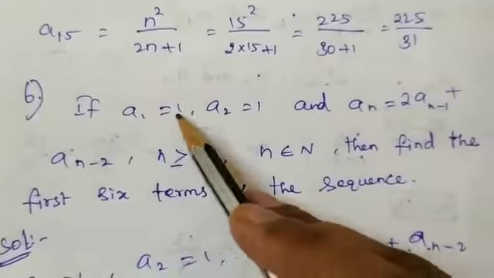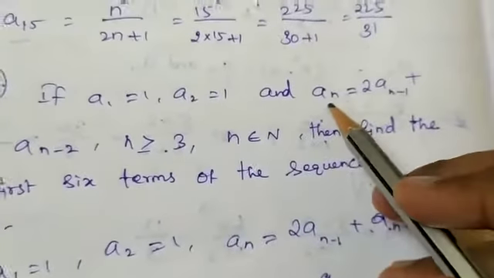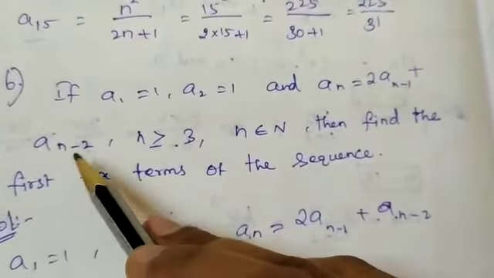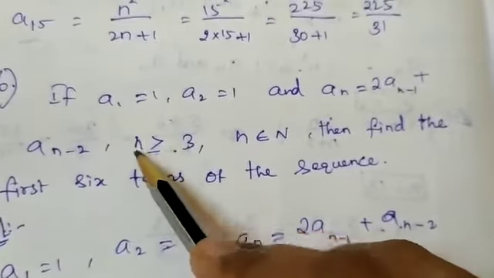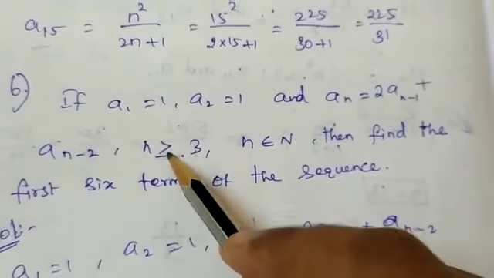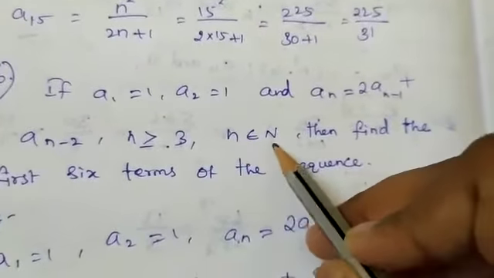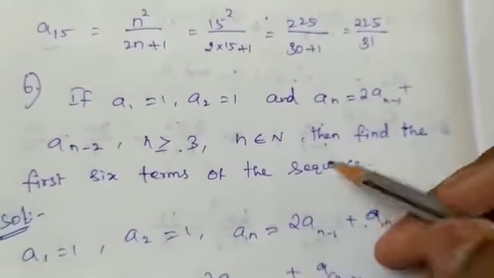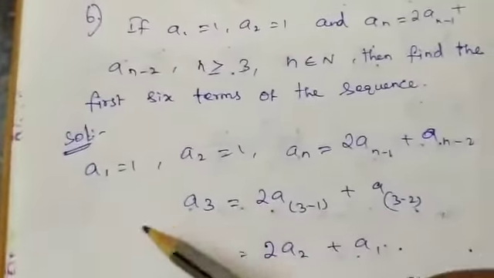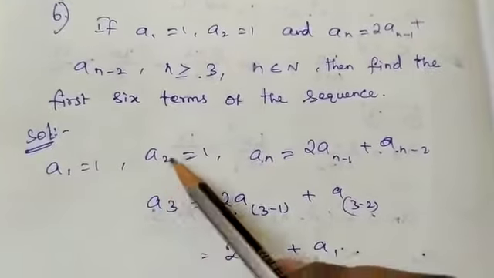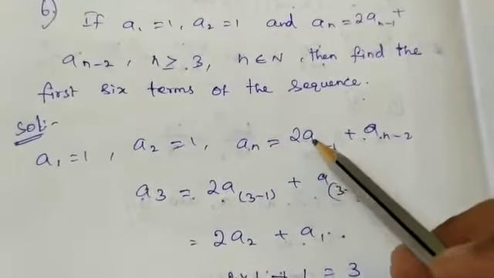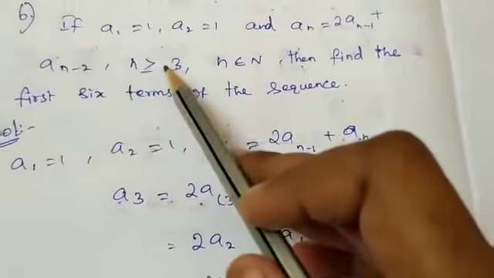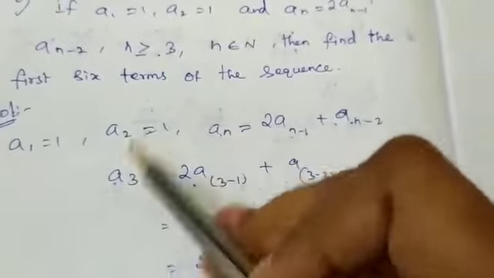So, we are going to the sixth question. If a1 equal to 1 and a2 equal to 1 and an equal to 2a n minus 1 plus a n minus 2, where n is greater than or equal to 3, where n belongs to natural numbers, then find the first 6 terms of the sequence. In our solution, a1 equal to given 1, a2 equal to 1, an equal to 2a n minus 1 plus a n minus 2. n is given greater than or equal to 3, so we will start from 3 now.